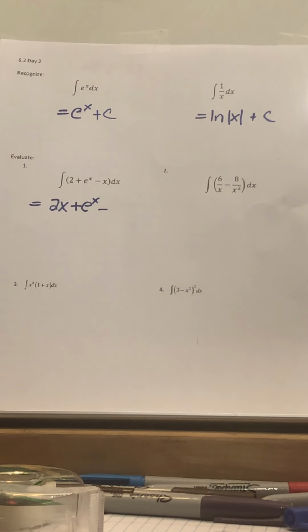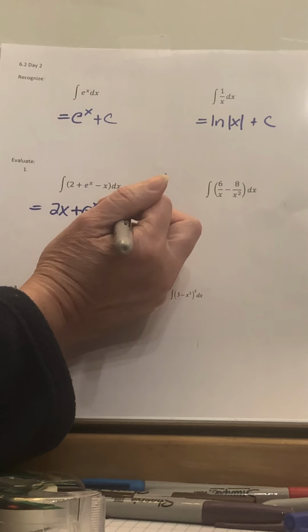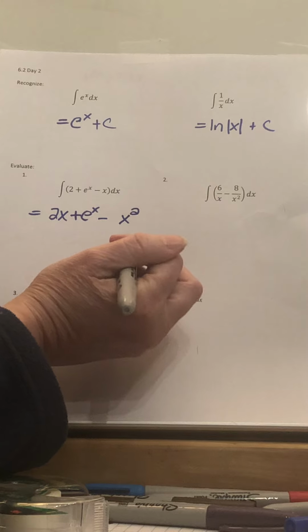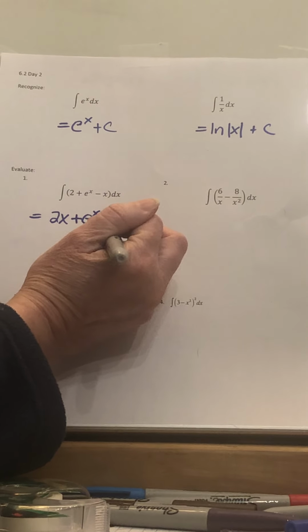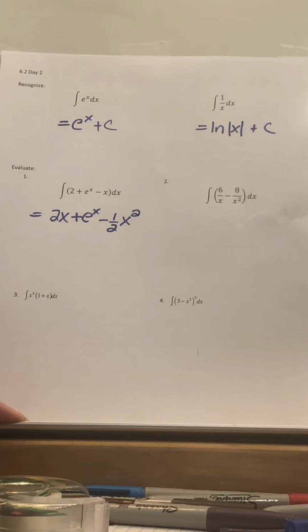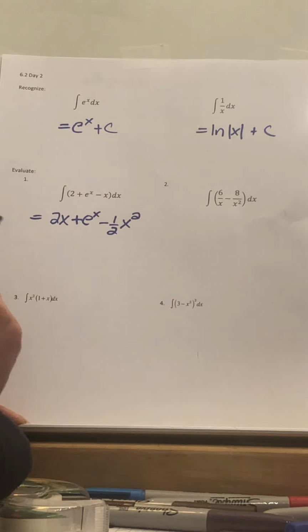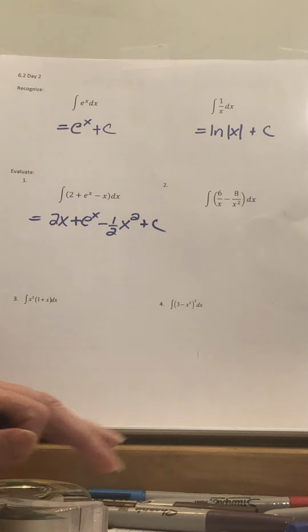Minus, and then this one is your power rule in reverse. So leave a space in the front, put down your x, raise it up 1 power, divide the coefficient of 1 by the new power. So we get 1/2 x squared. And if you take its derivative, it would be going back to x. Plus c at the end.